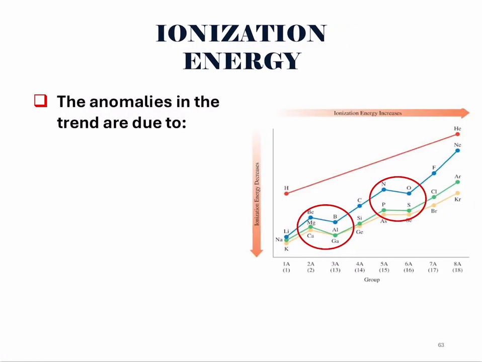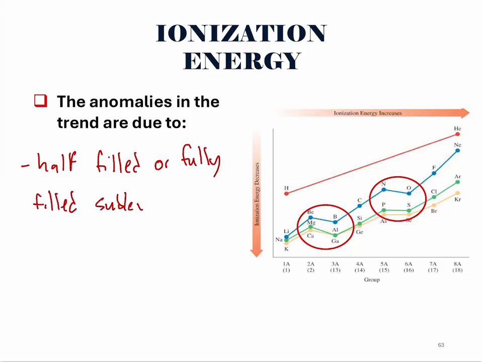Okay, and then we see that we have these anomalies here. And so these anomalies, where they come from, is based off of half-filled or fully filled sublevels and orbitals. So let's look at an example.